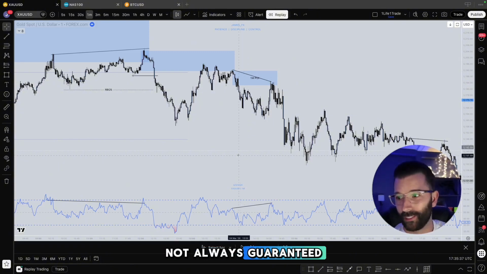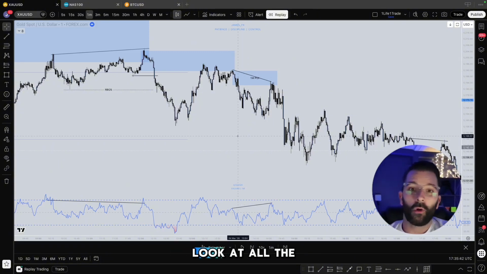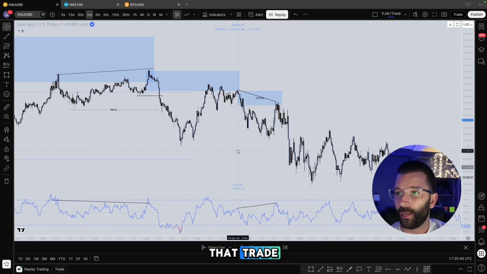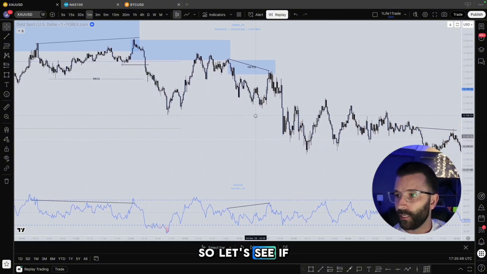Again, not always guaranteed. I have to say that because I've had people before say, oh, I lost that trade. It's like, well, look at all the other things that weren't going with that trade. People just bank on one thing. Trading doesn't work like that. So let's see if we can find any more.